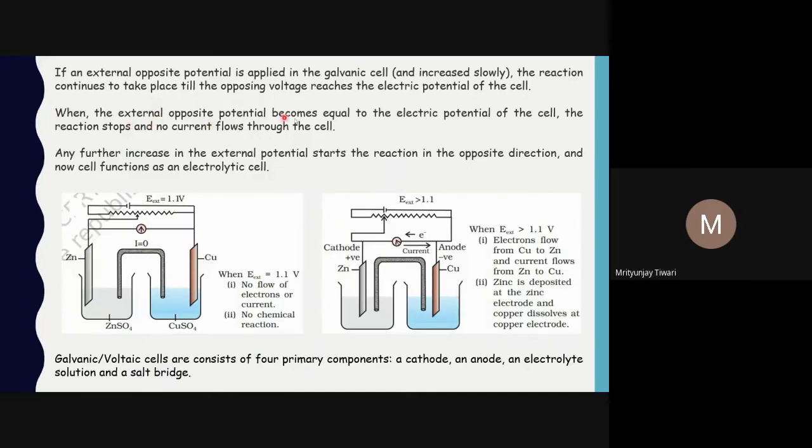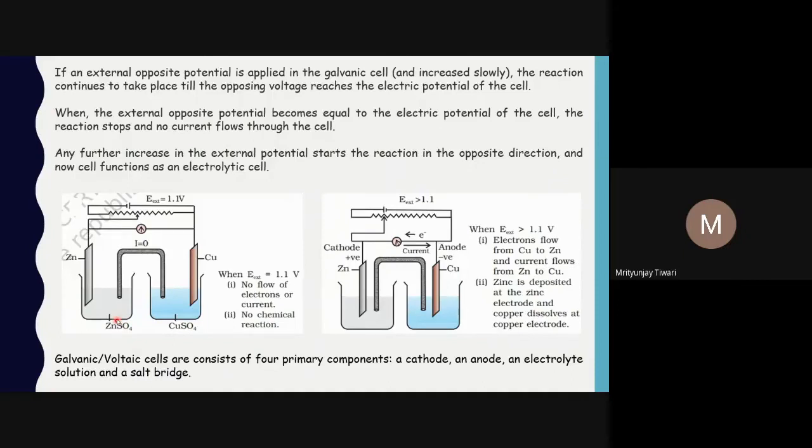So when the external potential becomes equal to the electric potential of the cell, the reaction stops and no current flows through the cell. The external potential is whatever device you have added. If that also has a 1.1 volt potential difference, and this cell also has 1.1 volt, the EMF is what? It's the potential difference between the two electrodes. So these two potentials are the same, and there will be no net flow of electrons, so no flow of electricity.